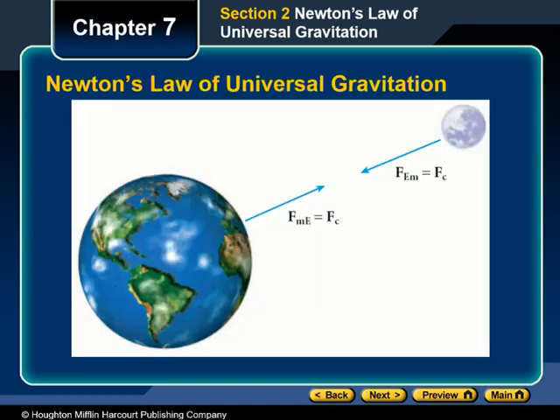Gravitational force acts between all masses. Gravitational force always attracts objects to one another, as is shown on the screen here. The force that the Moon exerts on Earth is equal and opposite to the force that Earth exerts on the Moon. This relationship is an example of Newton's third law of motion. Note that the gravitational forces shown on the screen here are centripetal forces.